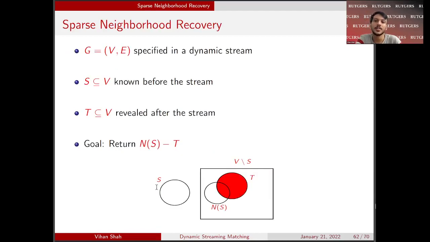So now this gives rise to our sparse neighborhood recovery sketch. And this is the general sketch we will use to solve this problem. So we're given a graph G in a dynamic stream. We're given a set S known before the stream and a set T known after the stream. And the goal is to get N of S minus T. So in this picture, this is the set S we know from the beginning, and this is the set T we are given at the end, and we want to recover this moon-shaped region N of S minus T.